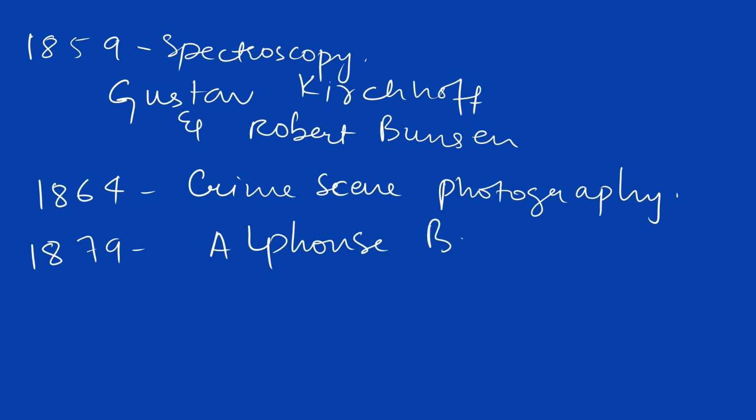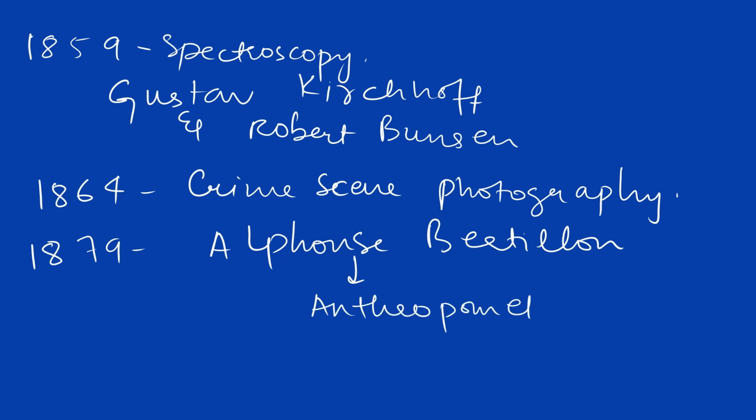Alphonse Bertillon, who was a French criminologist, and he introduced anthropometry, which is a system to identify people using their body measurements. Although eventually it was replaced, it marked the beginning of biometric identification.